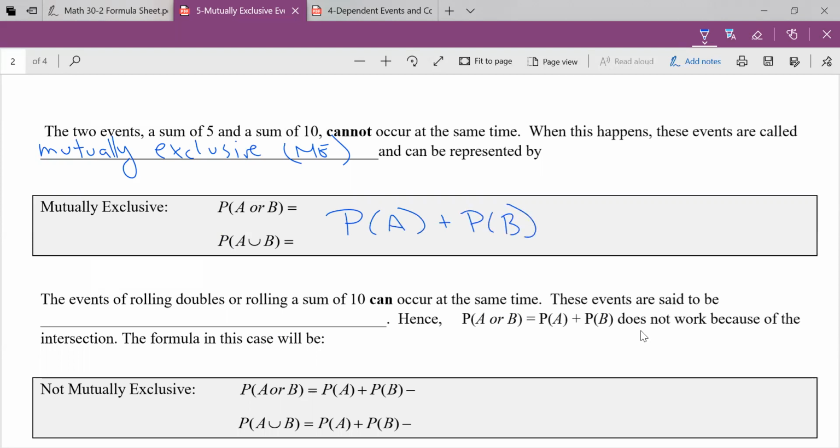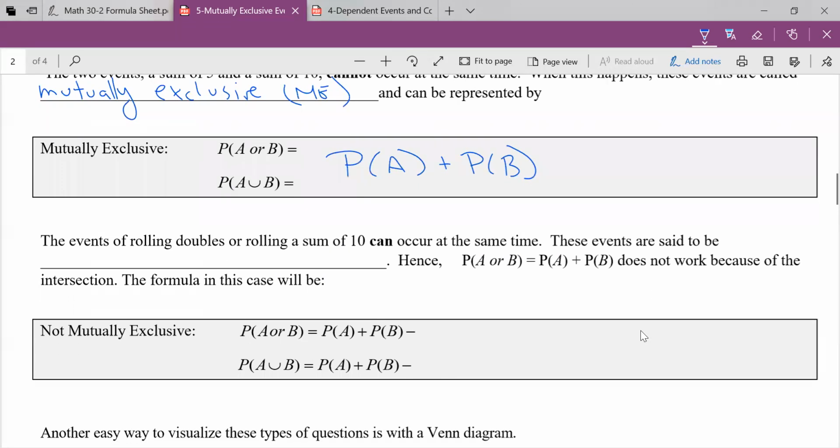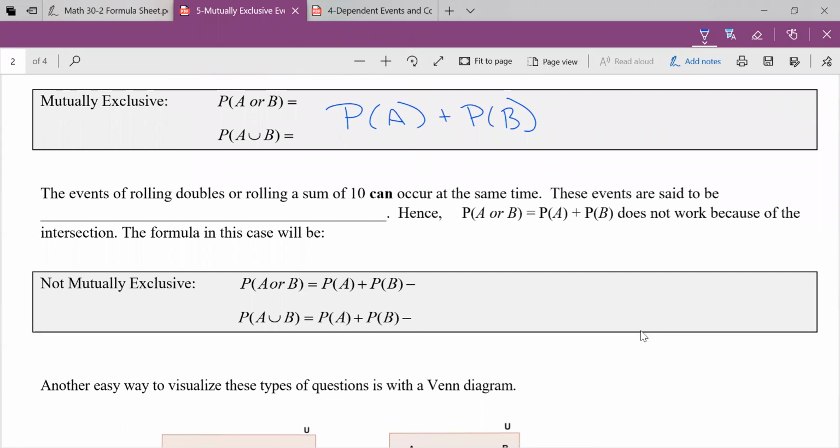Now, what happens if we had two events that weren't mutually exclusive, like the events of rolling doubles or a sum of 10? That can happen at the same time because I can roll two 5s and that's a sum of 10. So we describe these as not mutually exclusive. I'm just going to write not ME here. This formula above won't work because we're going to have an overlap of the event that can happen for both scenarios. So we're going to take care of that intersection.